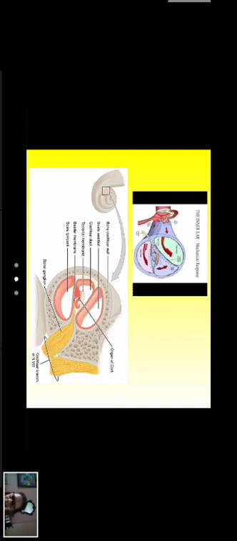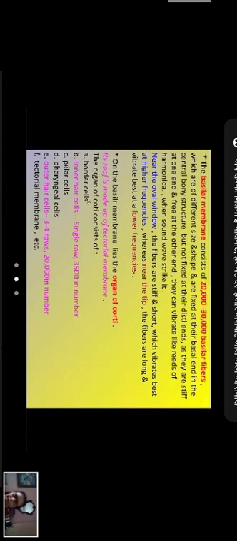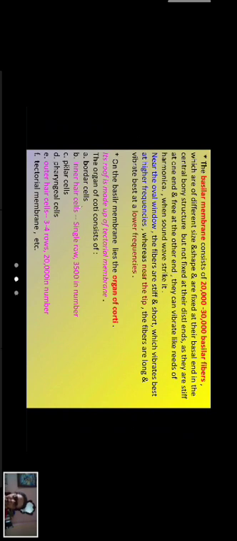You see a triangular area is formed here. This is the basilar membrane, and the roof is made up of the tectorial membrane. The organ of Corti cells are mainly a single row of inner hair cells, 3,000 to 3,500 in number, and 3 to 4 rows of outer hair cells, 20,000 in number. Besides this, border cells, pillar cells, and other cells are also present. But these are the hair cells.